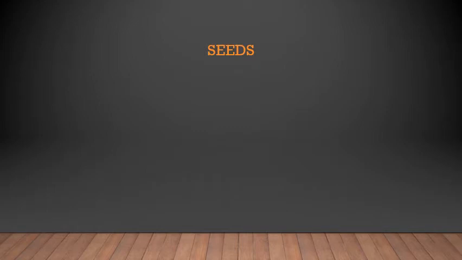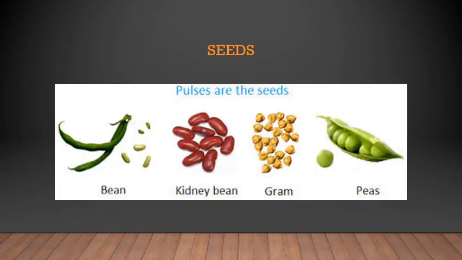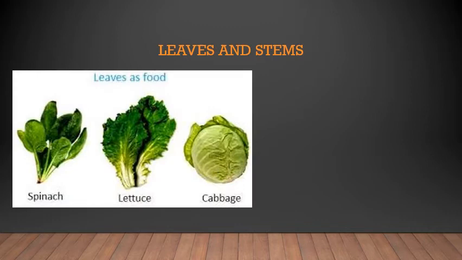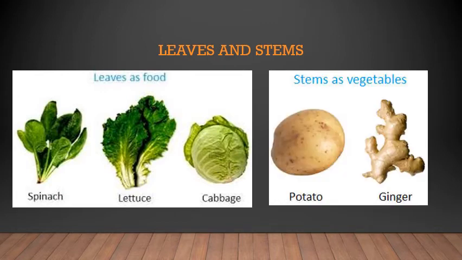Then seeds. What are the different seeds that we eat? Beans, kidney beans, grams, peas. These are some of the examples of the seeds of the plants that we eat. Leaves and stems. Now, spinach, lettuce, and cabbage are the leaves of the plants which we eat. And stems like potato and ginger, these are the stems that grow from the plant which we eat as food.